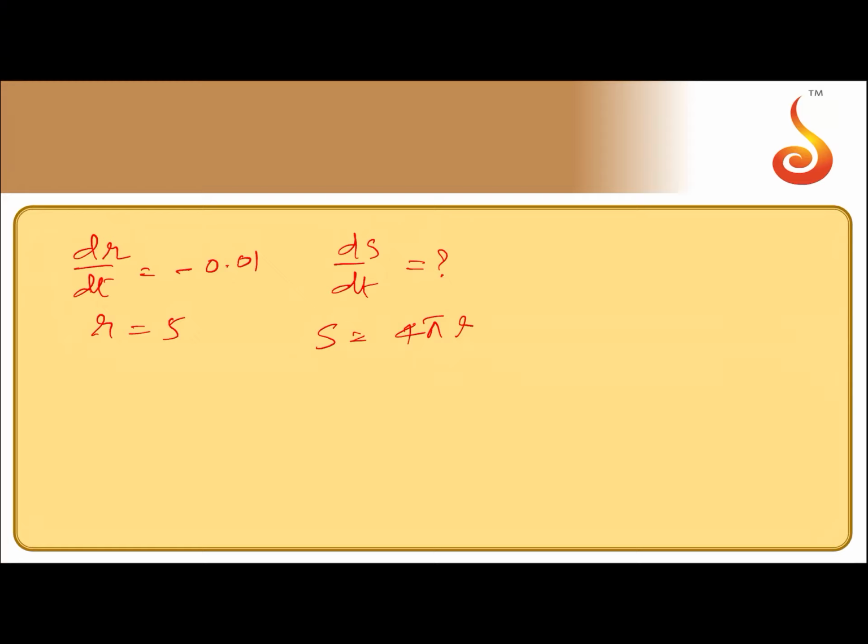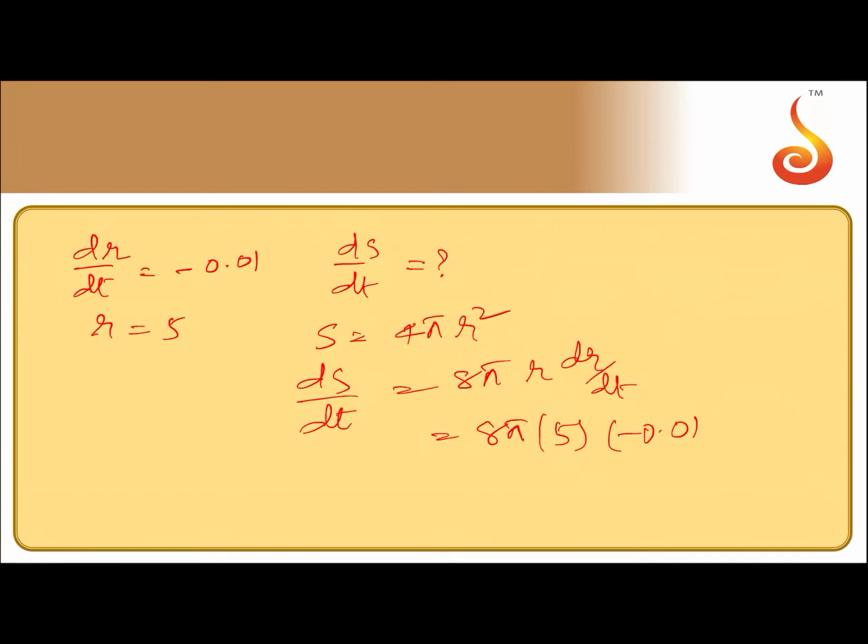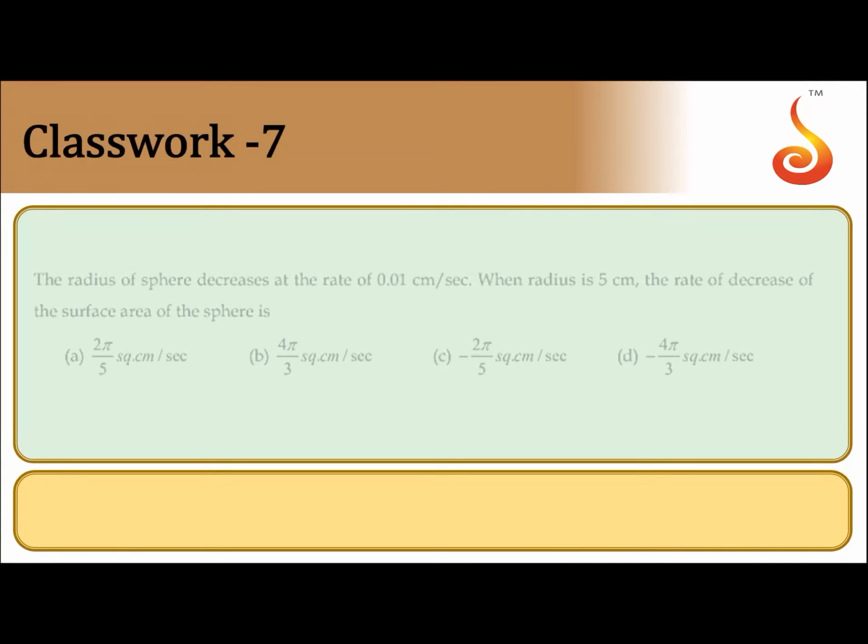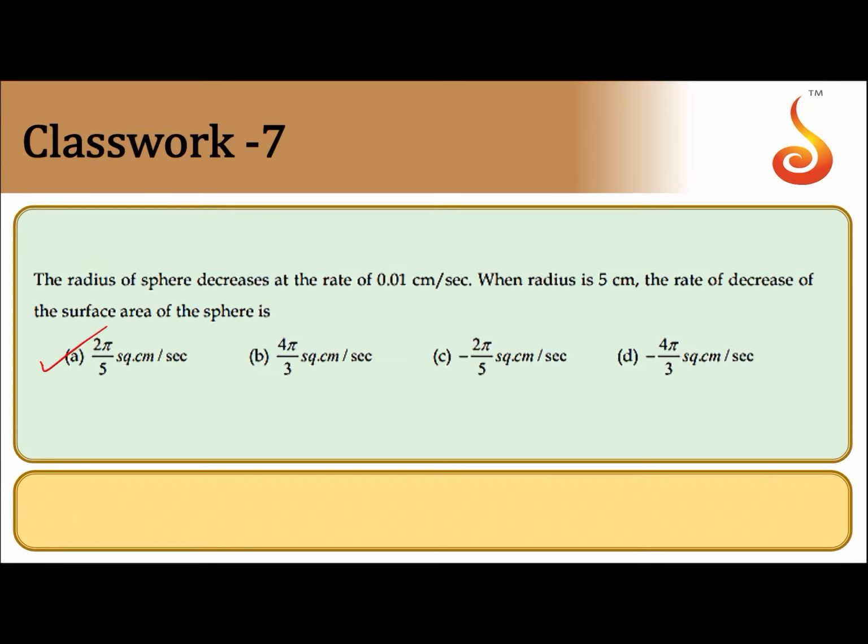You know the surface area is equal to 4 pi r square. So therefore ds by dt is equal to 8 pi r multiplied by dr by dt. It is direct substitution. You'll be getting 8 pi multiplied by r equals 5, multiplied by minus 0.01. That simplification gives us 40 pi multiplied by 1 by 100. So you'll be getting 2 pi by 5. Yes, 2 pi by 5.